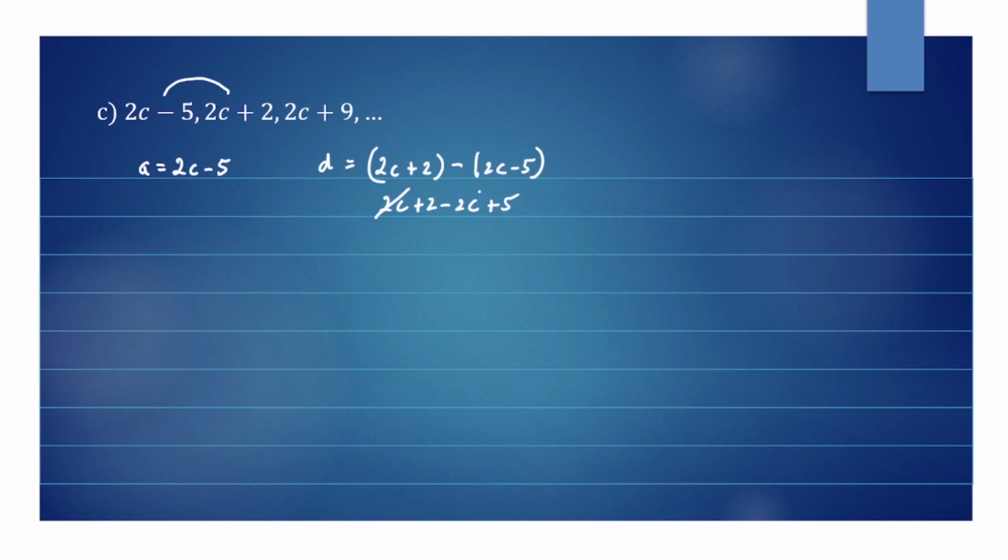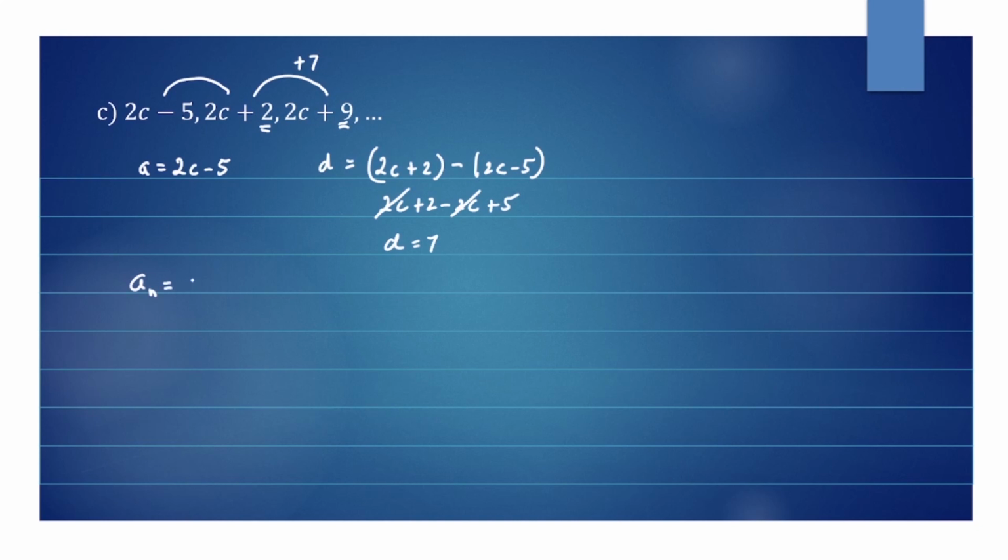So 2c plus 2 minus 2c plus 5. The 2c and the -2c will cancel. So 2 plus 5 is 7. So the common difference will be 7. And you can see that when you compare the second term to the third term, we've got a 2 here and a 9 here. So it's increasing by 7. So now we can write our formula for the nth term.